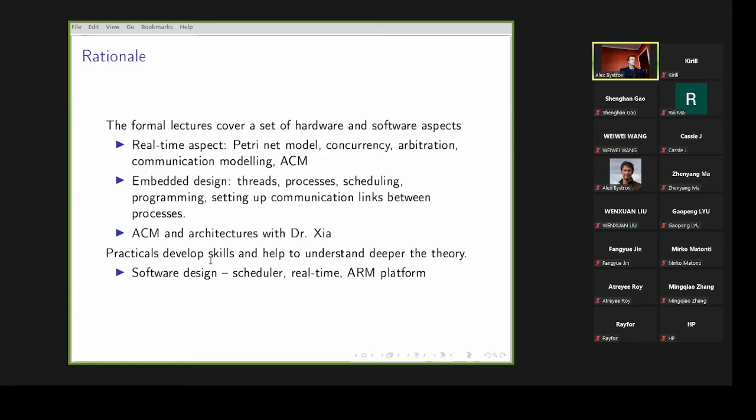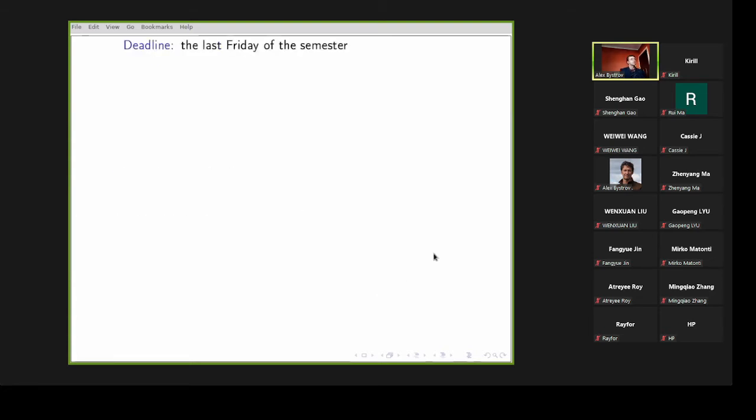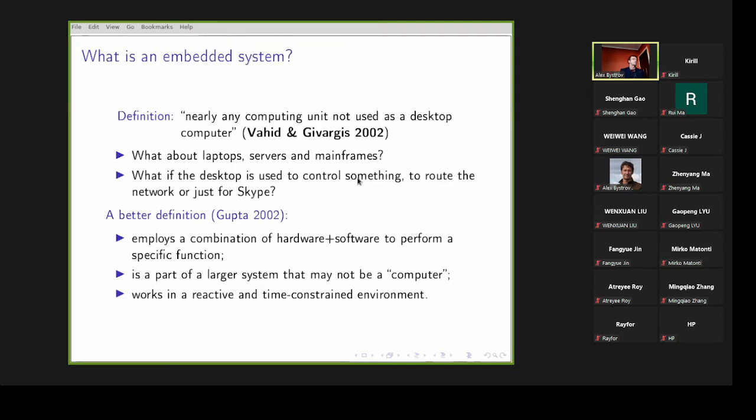And practicals develop skills and help to understand the theory more deeply. So we'll have software design, scheduler, real time, of course. We'll use the ARM platform, which is nice. Deadline, please ignore this. It's not Friday; instead of the last Friday of the semester, it is now the first Monday of the examination period. It's on Canvas. Please ignore this statement.